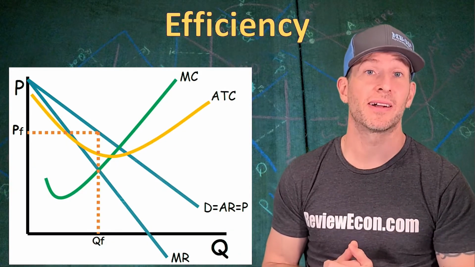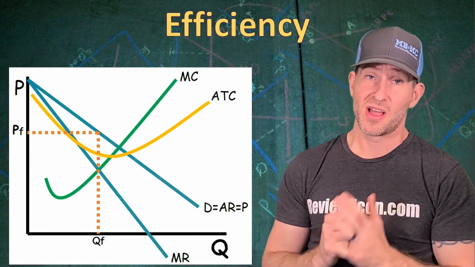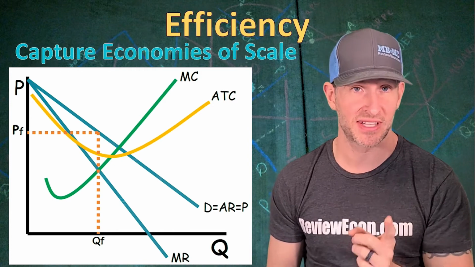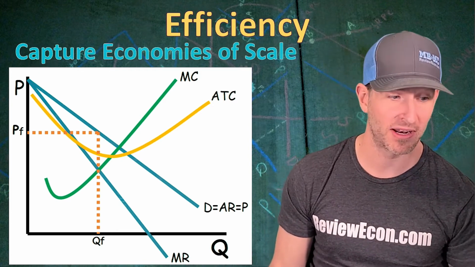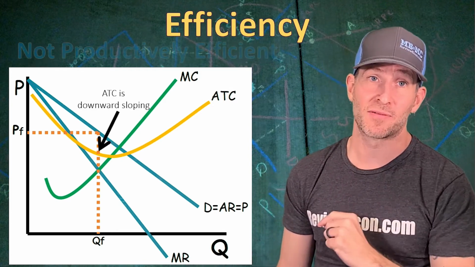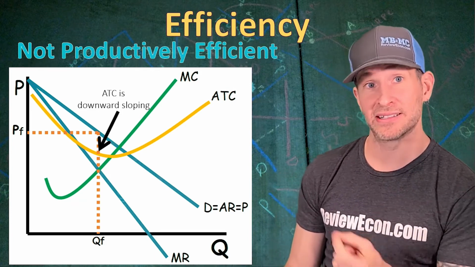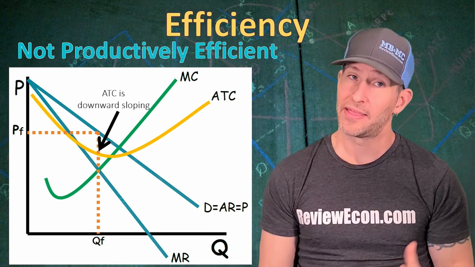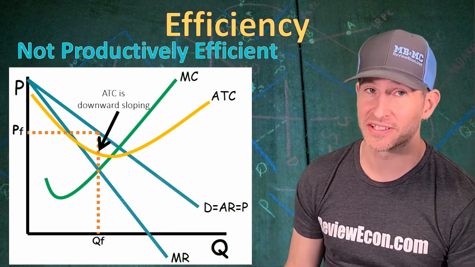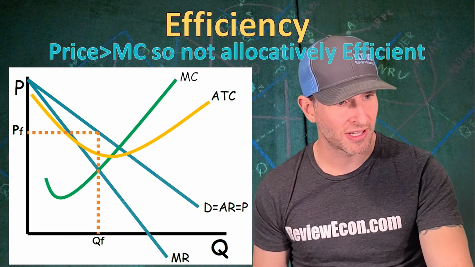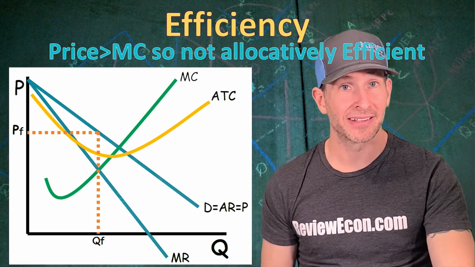Next thing we're going to talk about is efficiency in regards to a monopoly. One of the things that a monopoly does have going for it is it can capture economies of scale at the profit maximizing quantity. Since that average total cost curve is downward sloping at the profit maximizing quantity, it could increase output and continue to lower the average cost of production. That means this firm is experiencing economies of scale. Now, since a single price monopoly is going to price higher than the marginal cost, it is not going to be allocatively efficient.